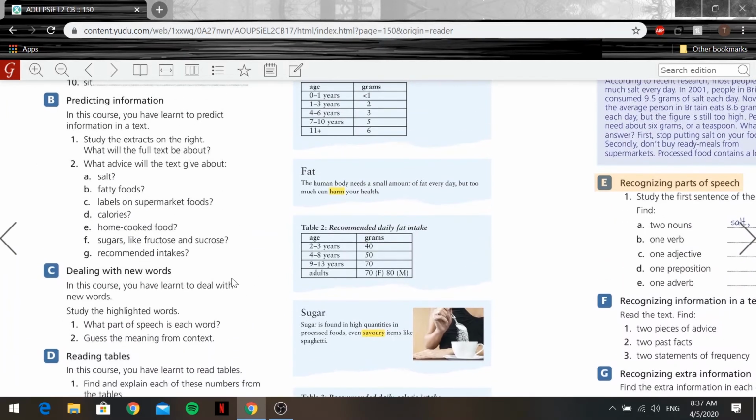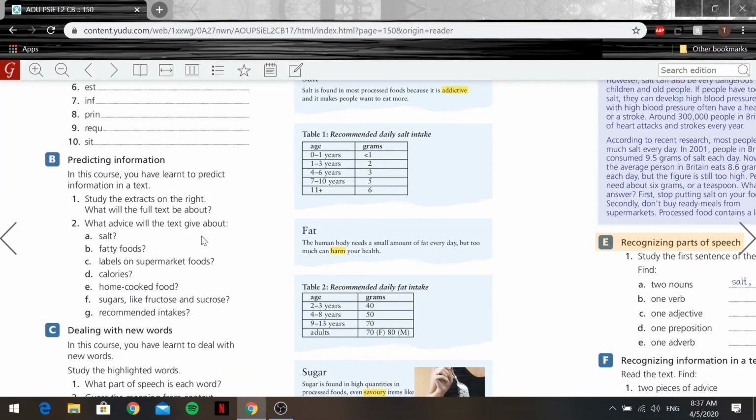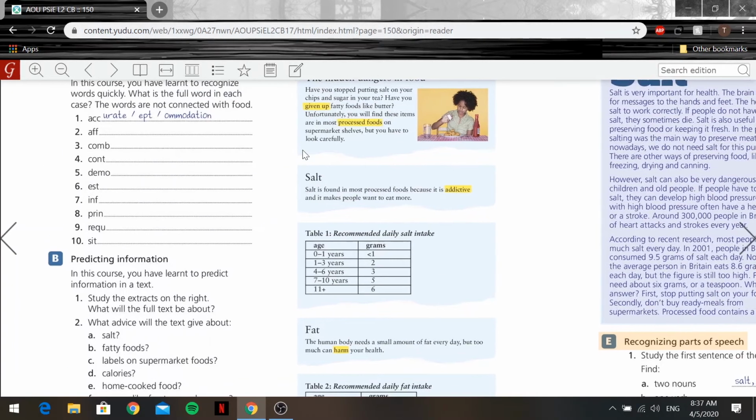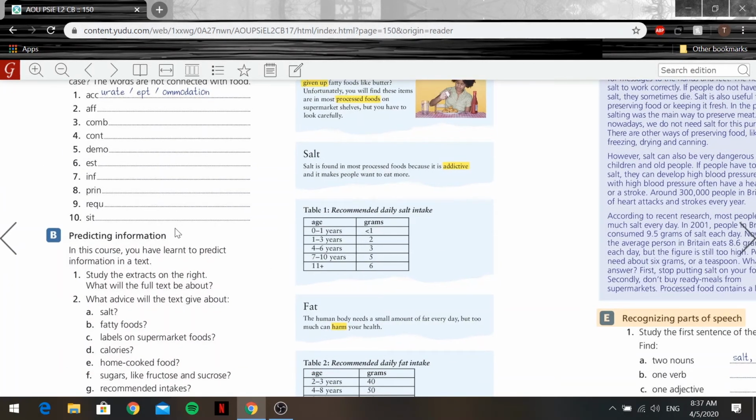All right, now let's go back to exercise B. So study the extracts on the right. What will the full text be about? Right, so based on what I just read, I'll say that the extract is going to be basically hidden salt, sugar, and fat in our food, okay? And how too much of these nutrients can be dangerous, okay?